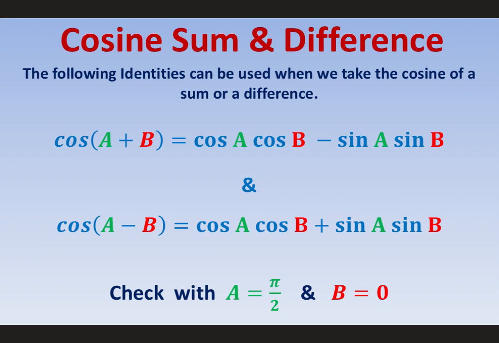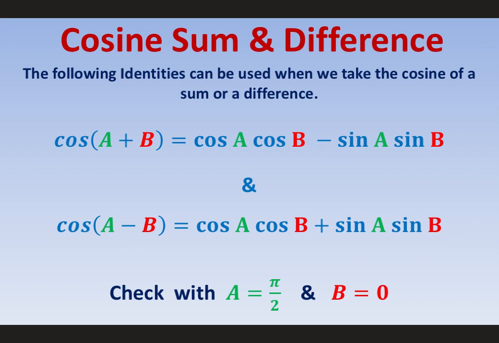Cosine of A plus B, so this is a little weird at first, but you'll get used to it. Cosine of A plus B is the cosine of the first thing, A, times the cosine of the second thing, B, and then it's an opposite sign, so minus, because this was plus over here, so it's minus the sine of the first thing times the sine of the second thing. So that's if they're adding here. If they're subtracting here, it's the cosine of the first thing times the cosine of the second thing, plus, remember, opposite sign, plus the sine of the first thing times the sine of the second thing.